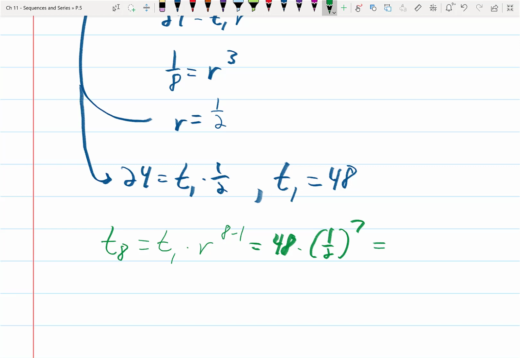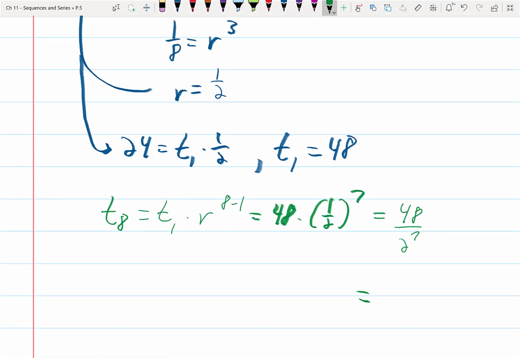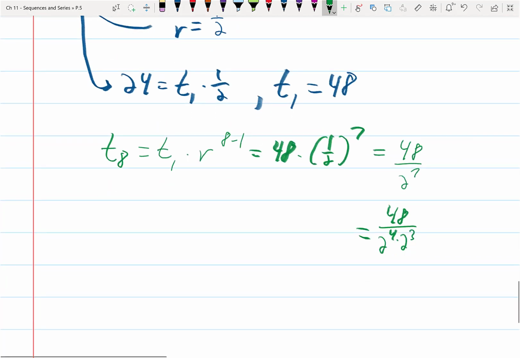Which means that we have 48 over 2 to the 7th. I'm not going to actually multiply that out because I'm just going to keep dividing by 2's. Cut the number of 2's down, so 48 becomes 24. I can take out 1, 2, 12, 6, 3. I can take out basically a 16, right? A 2 to the 4th. If you want to see the visual split up, let's make this 2 to the 4th times 2 to the 3rd. And what is 2 to the 4th? 16. We divide it, we get 3 over 2 cubed. We get 3/8.